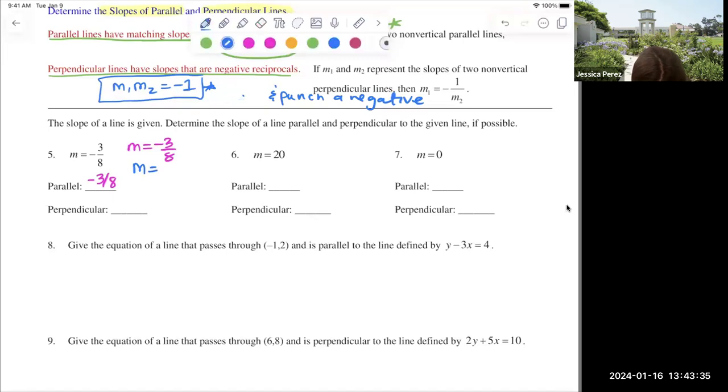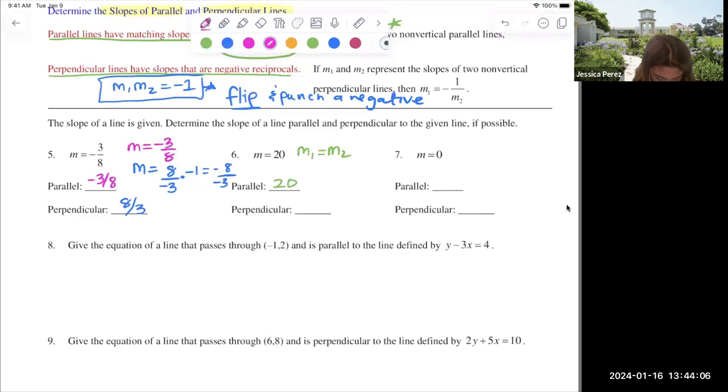So it's flip and punch a negative. So I'm going to flip it first, 8 over a -3, and then I'm going to punch a negative. So then that would make it 8 over 3 because you flipped it and then you punched a negative. Okay. Now, a parallel would be the same identical slope, M1 equal M2.